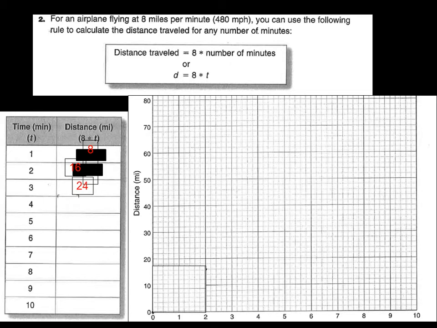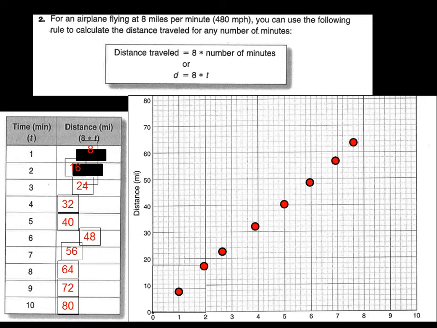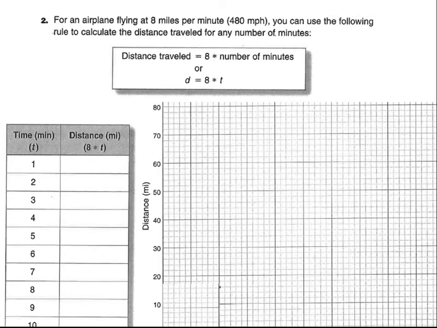So it'd be 10 times 8, 9 times 8, 8 times 8, 7 times 8, 6 times 8, 5 times 8, 4 times 8, 3 times 8, 2 times 8, and 1 times 8. And then here's the bar there. Plotting the points. And if it goes in a straight line, we know we did it right. Yes, and it is in a straight line around there.